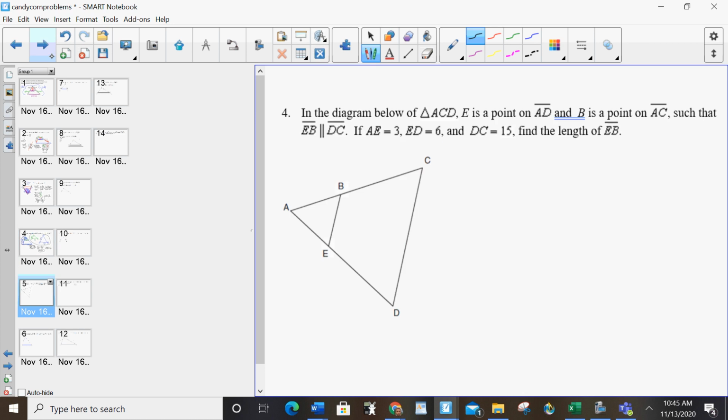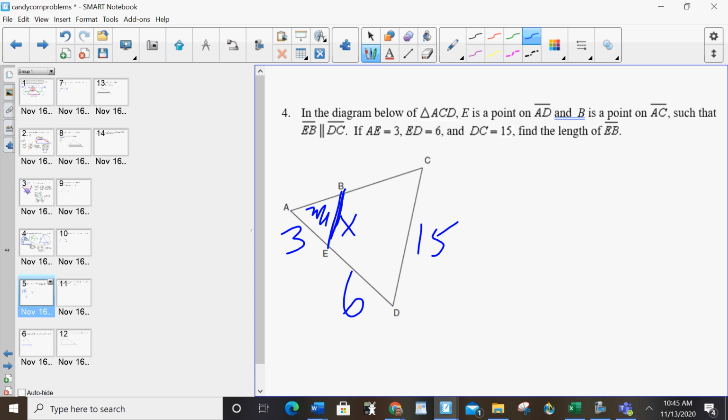Number 4, I see a candy corn. I like to always fill in the top so I get my orientation of what's going on. AE is 3, ED is 6, DC is 15. Find EB.